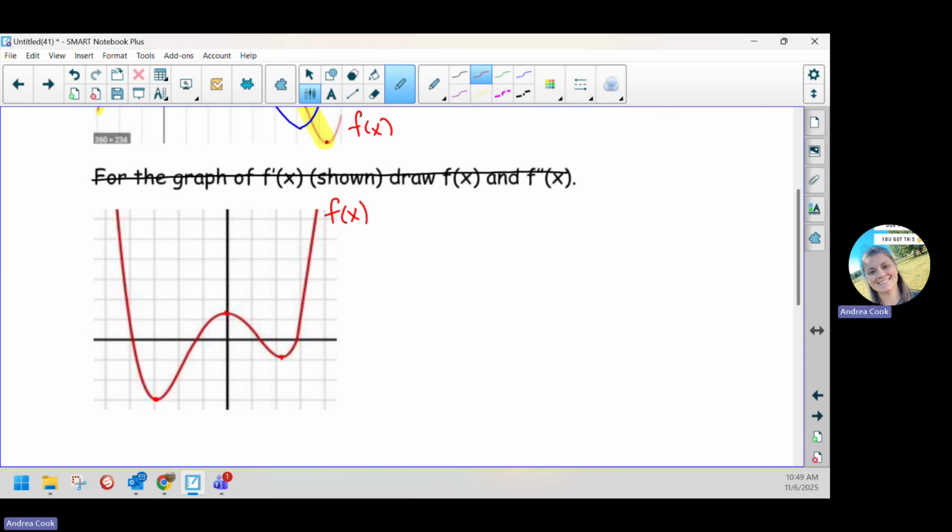So I put dots for my horizontal tangents. I'm going to put dots where I think the points of inflection are. And then I'm just going to start sketching with the different intervals. First one is decreasing and concave up, which means I'm under the x-axis. Oh, I didn't make my x-intercepts. So I'm going to be under the x-axis, but increasing.